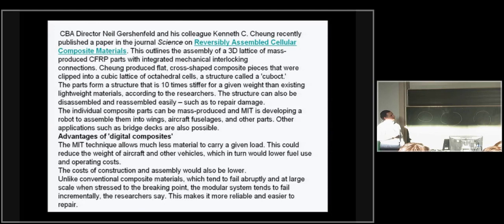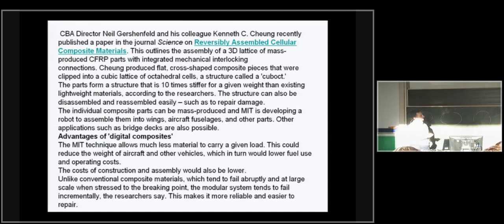So he produced flat, cross-shaped composite pieces that were clipped into a cubic lattice of octahedron called a cuboct. So if you do a search under cuboct, you'll find some pictures. Here's the interesting part. The parts form a structure that is 10 times stiffer for a given weight. So stiffness to weight is 10 times better than existing lightweight materials. So now I'm starting to get interested and excited, obviously.